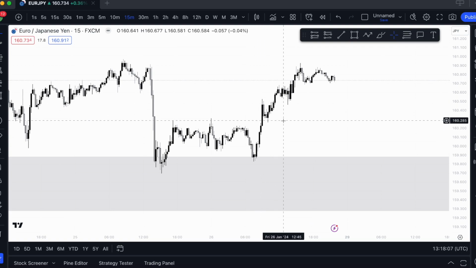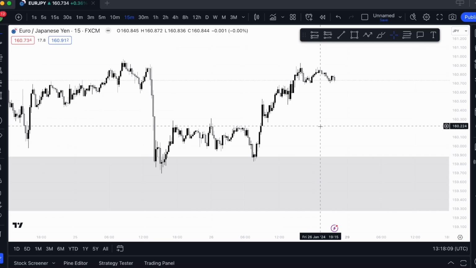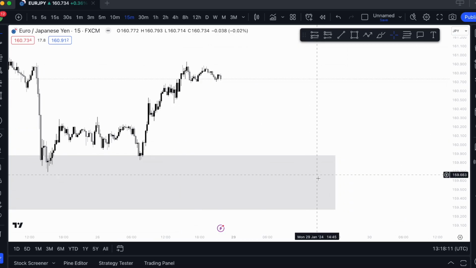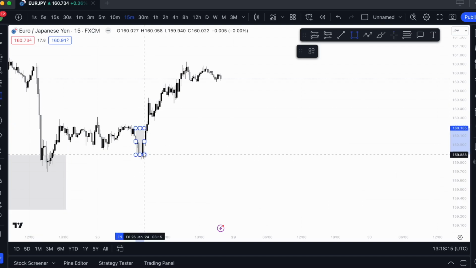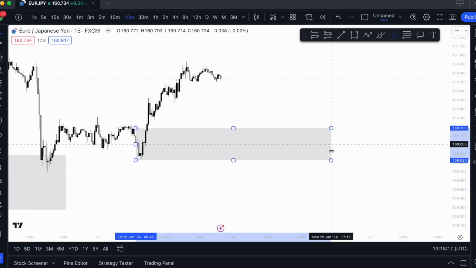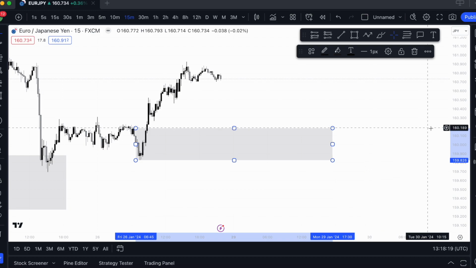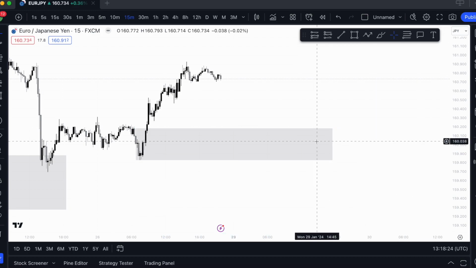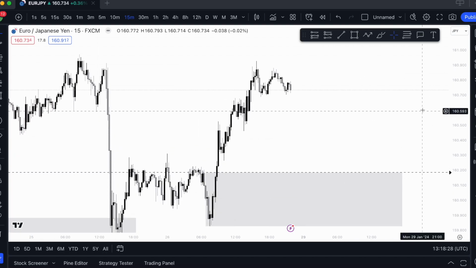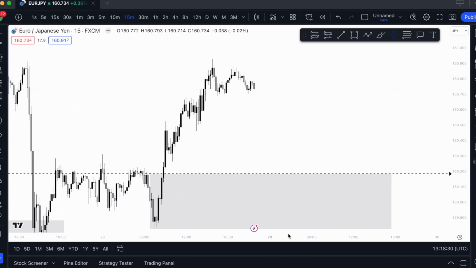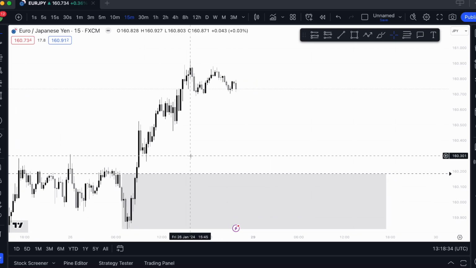So I will be looking to get involved in buy positions from this market, whether that's from a tap of the demand zones down here. We'll be able to see if we gain an entry at this level to get involved in the market and trade that higher. Or we could even trade, I guess, slightly more aggressively, depending on how price opens.